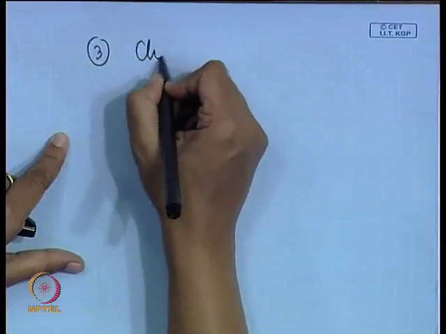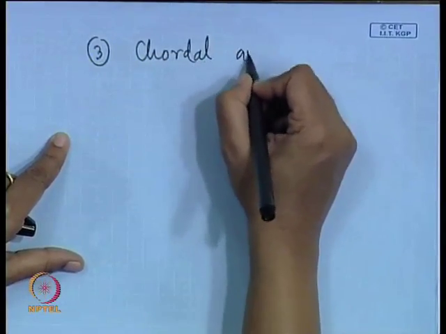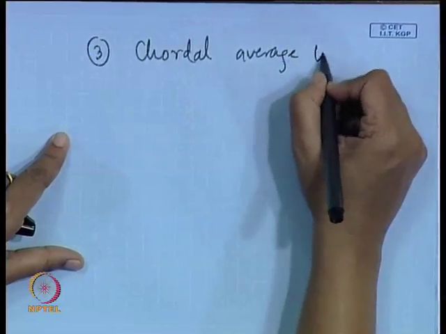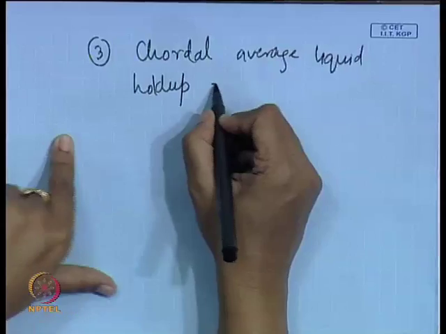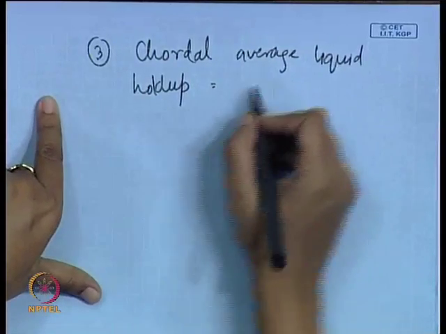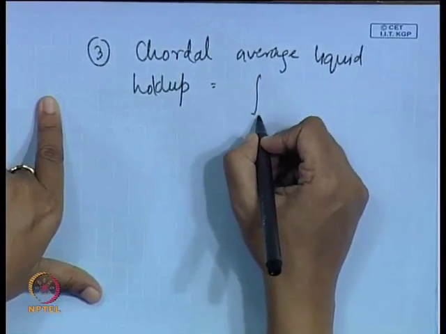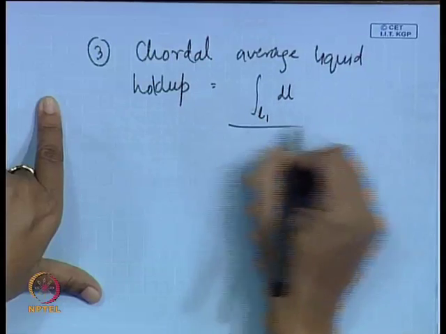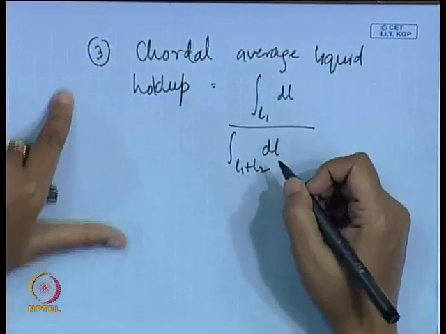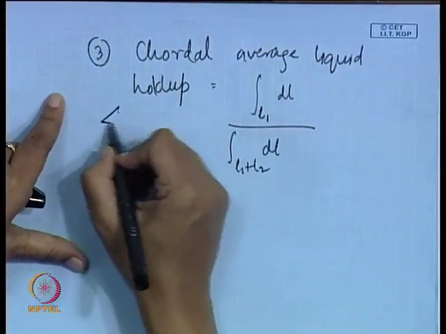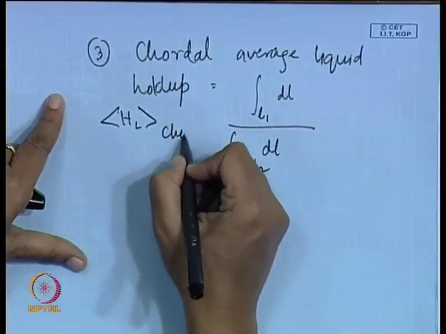Okay. And as a result, apart from volume average and area average, the next definition which I would like to define is the chordal average void fraction or the chordal average liquid holdup. How do we define this? This is across a chord as I mentioned. So, this is integral L1 dl by integral L1 plus L2 dl, okay, and this is defined as HL chordal.